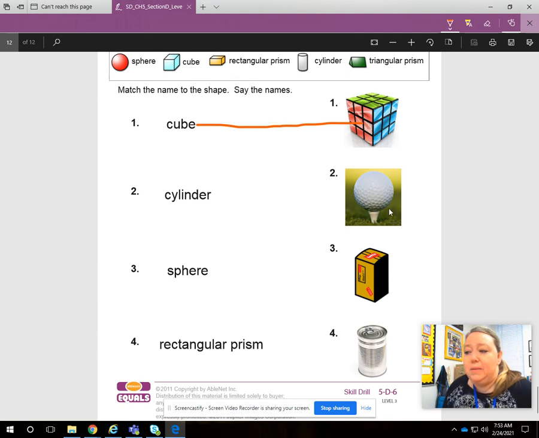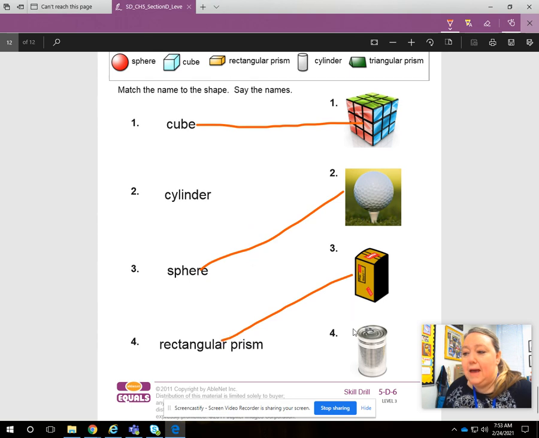The second picture is a golf ball. Well, we talked about how anytime we have a ball, it's going to be a sphere. So I'm going to draw a line from this to the sphere. Right here we have a box. I don't know what kind of box that is. It looks like some kind of package box. But this box we know is going to be a rectangular prism because it has rectangles on all the sides. So I'm going to draw a line to rectangular prism.